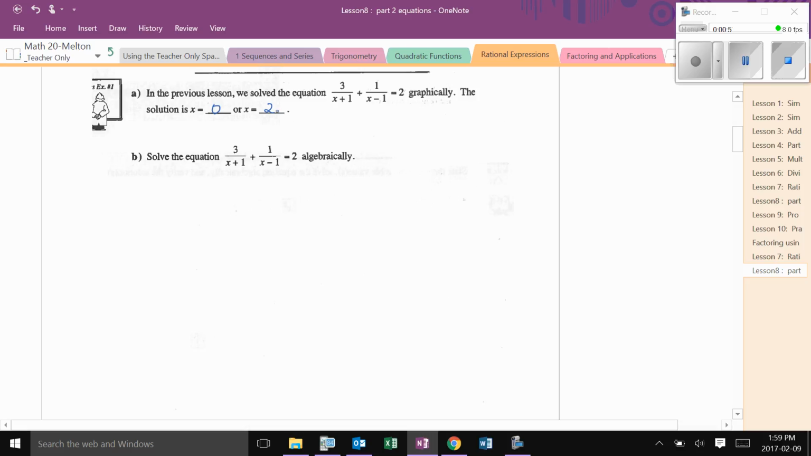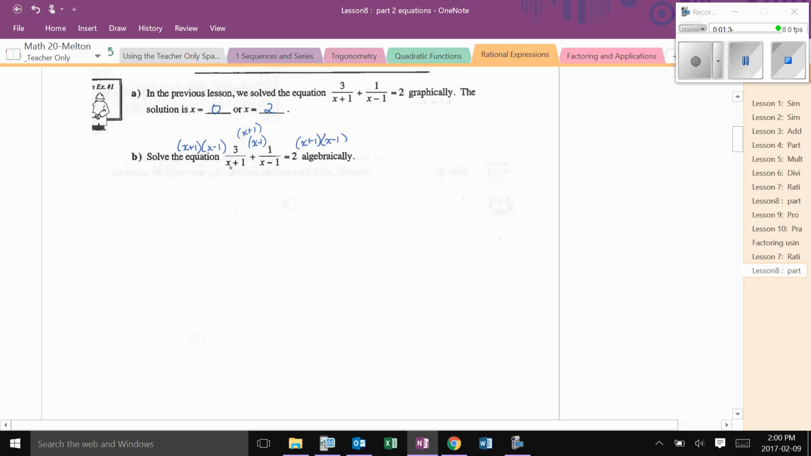Just like in part 1, we recognize that the least common denominator would be x plus 1 times x minus 1, and so we'll multiply each term on the left side and the right side by x plus 1 and x minus 1. So x plus 1 and x minus 1, and this side as well, x minus 1 and x plus 1, and of course the right side 2.